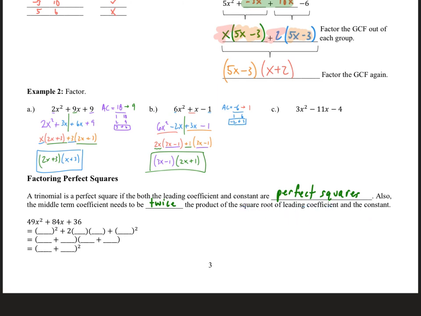So the square root of the leading coefficient, the square root of 49, is 7. And then the square root of the constant, 36, is 6. Well, the product of that, 7 times 6, is 42. And so it says the middle term coefficient has to be twice that, which is 84. Okay, so because the square root of 49 is 7, the square root of 36 is 6, the product of 7 and 6 is 42, and twice 42 is 84. All right, so it matches the rules.